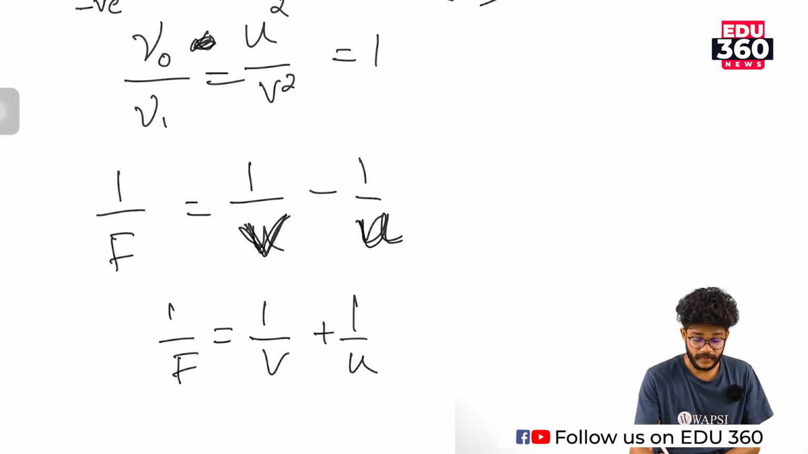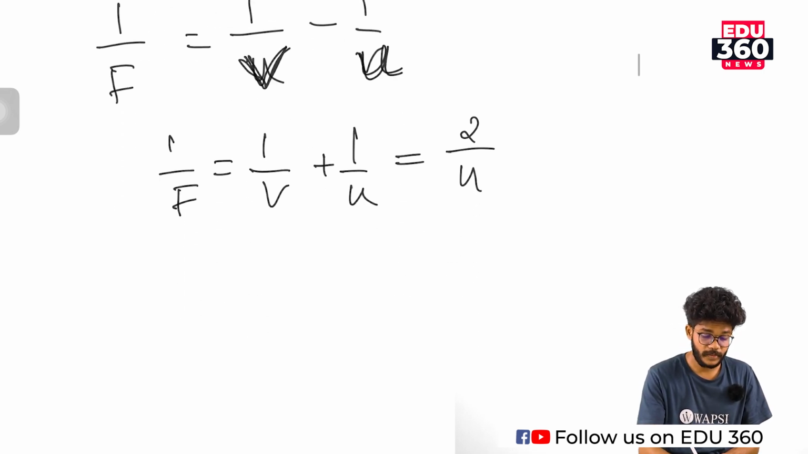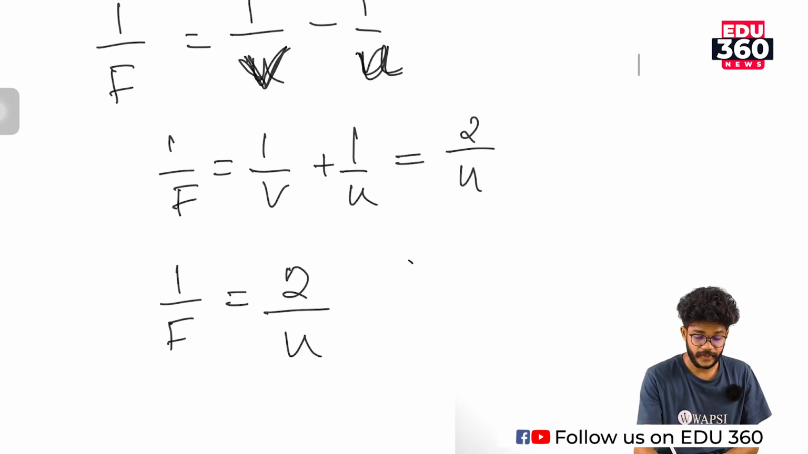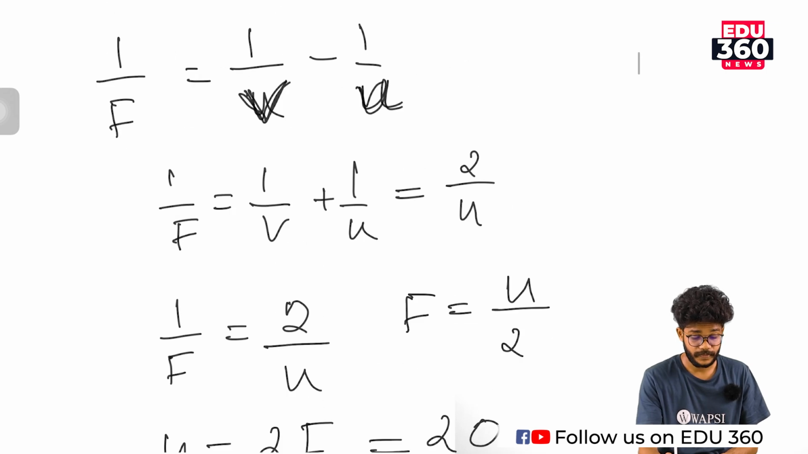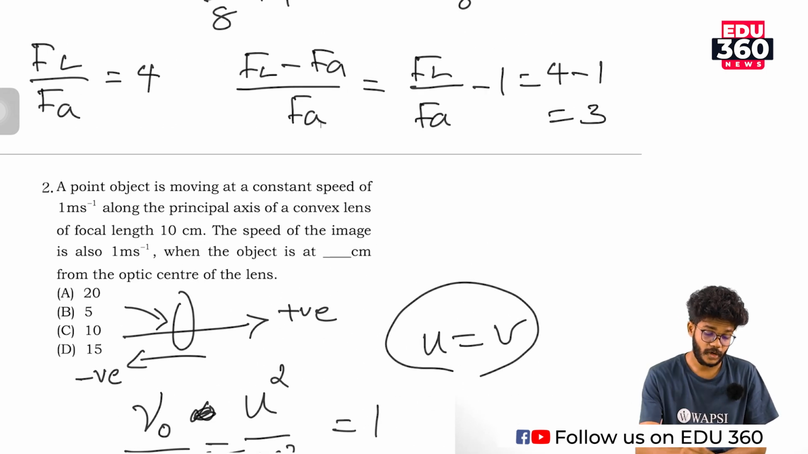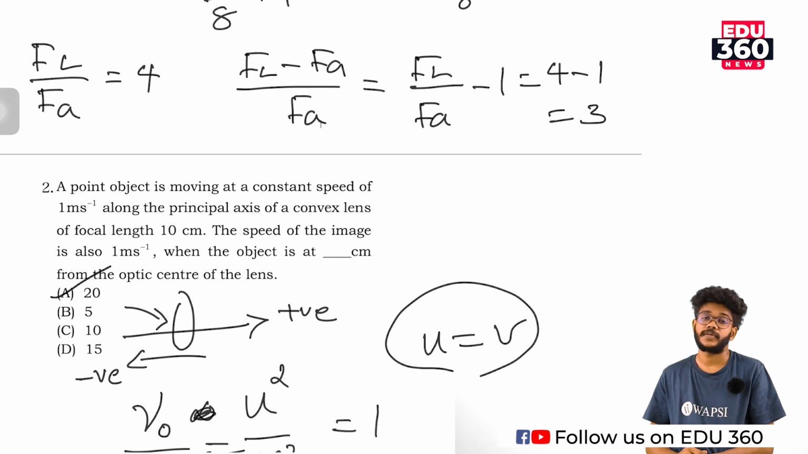Yes. So that gives, and v and u are the same, so 2 by u. So 1 by f is equal to 2 by u, so f is equal to u by 2. So u is equal to 2f, and f is 10 centimeters, so the total is 20 centimeters. Which option is correct? Option A is the correct one.